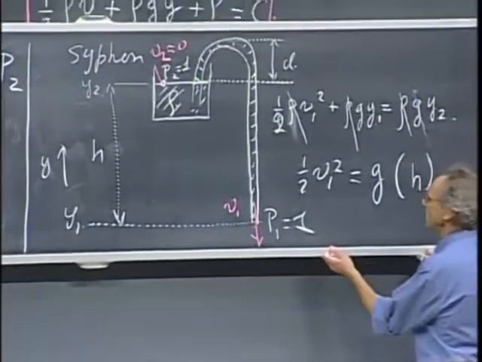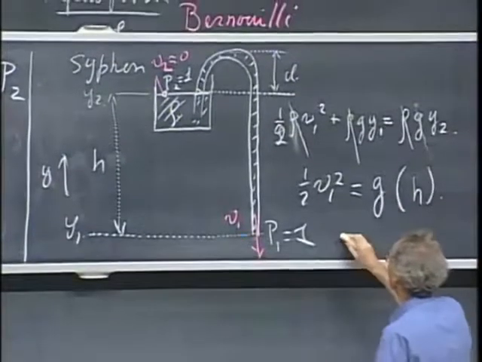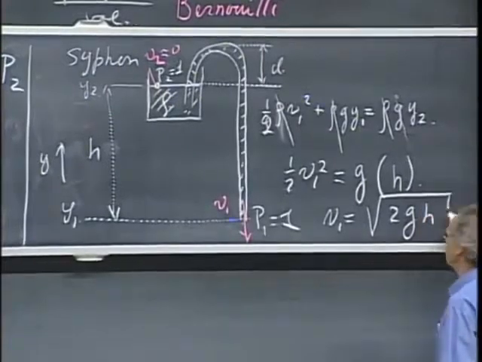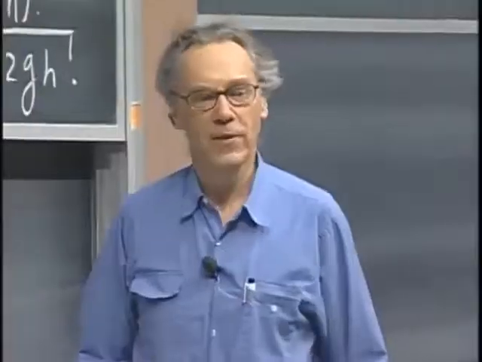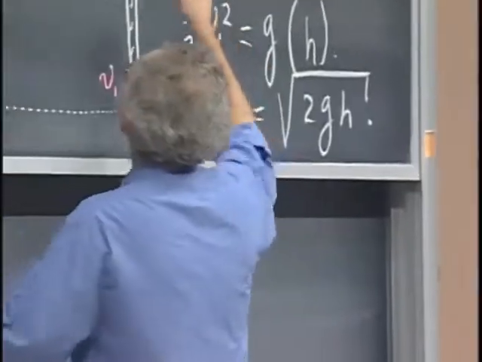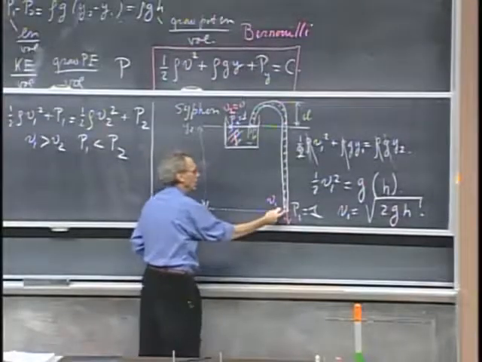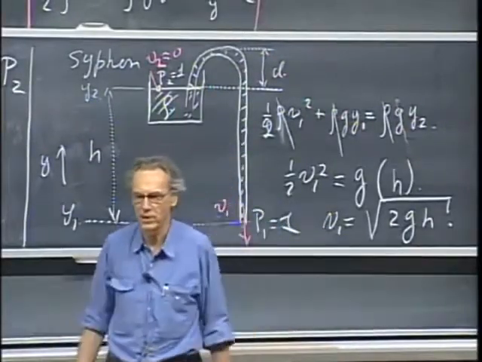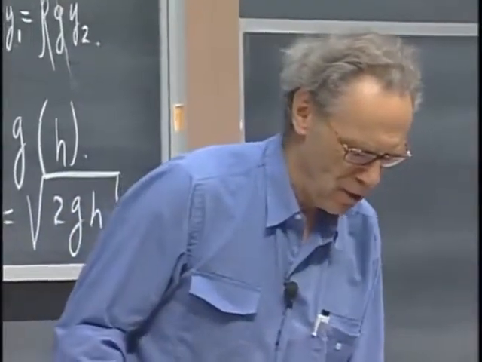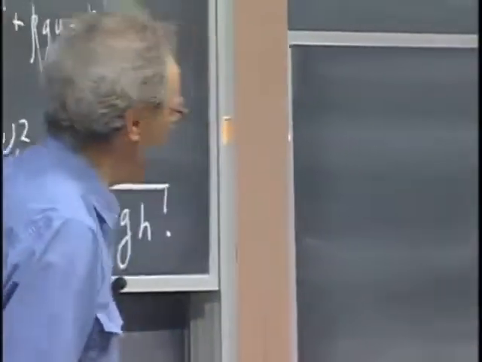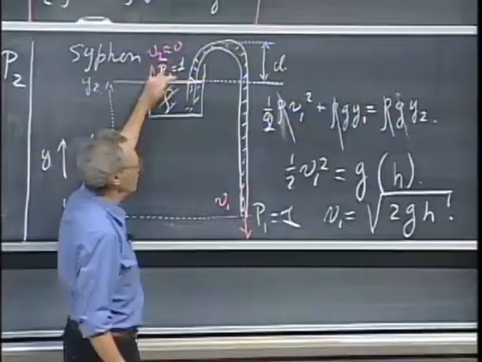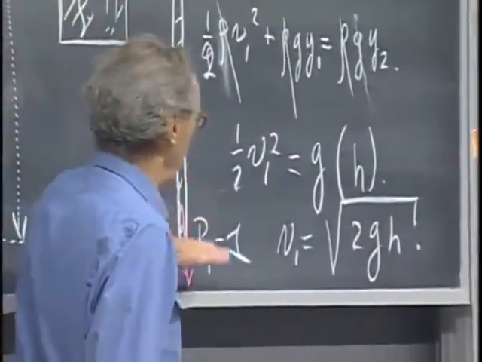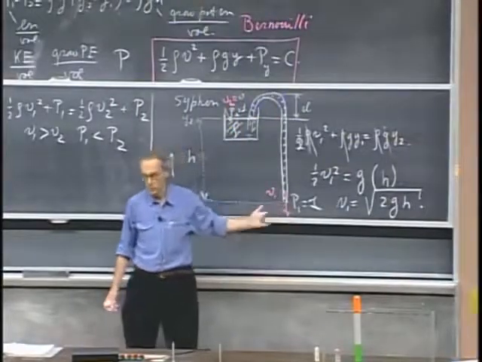And so what do you find? That the speed with which this water is running out here, V1, is the square root of 2GH. And you've seen that before. If you take a pebble and you release it from this level and let it fall, it will reach this level with a speed of the square root of 2GH. We've seen that many times. So since the pressure terms are the same here and there, there is only a conversion of gravitational potential energy, which is higher here than there, to kinetic energy.